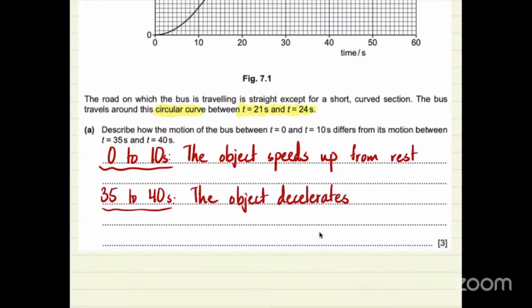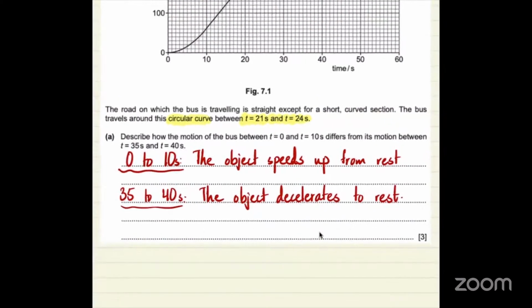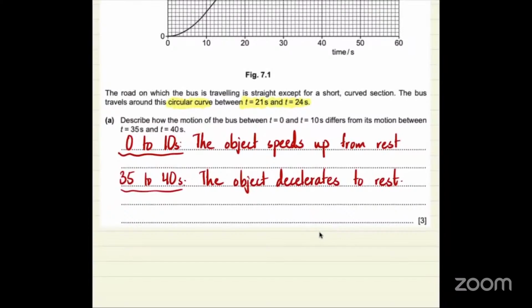And it also came to 0 speed, so I would say it decelerates to rest. All right, that's how you answer this question. Okay, on to the next part of the same question.